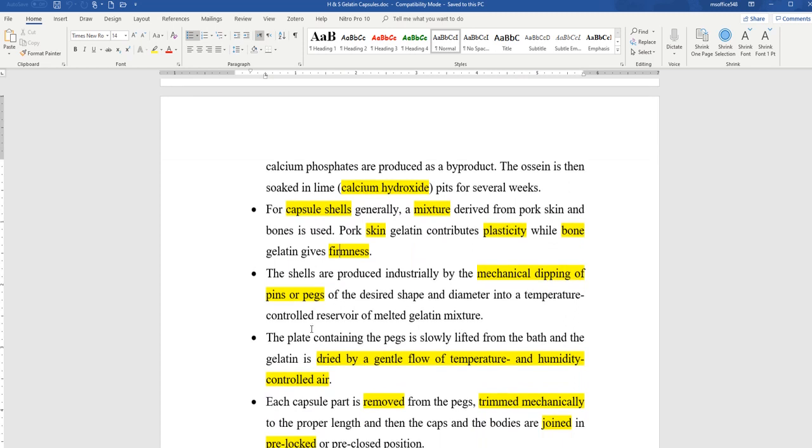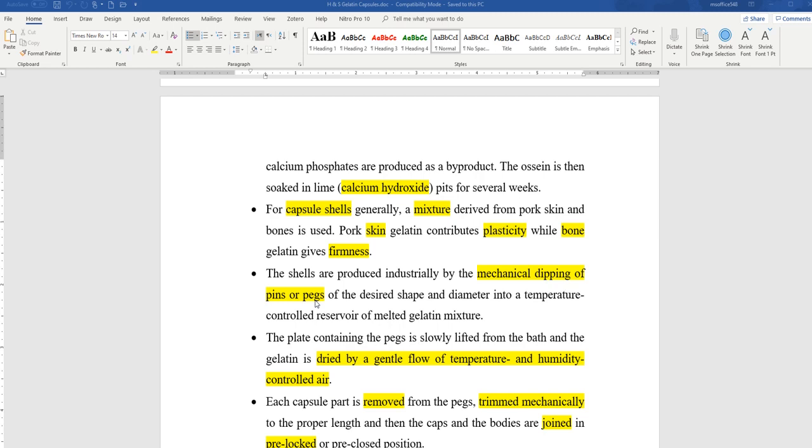So, how are capsule shells made? Okay, and now what I talked about was how to produce gelatin, right? Now I need to know how to produce the capsule shells. Of course the process is referred to as mechanical dipping of pins or pegs. Okay, so what is the name of the process by which we produce the capsule shells? The mechanical dipping of pins or pegs.